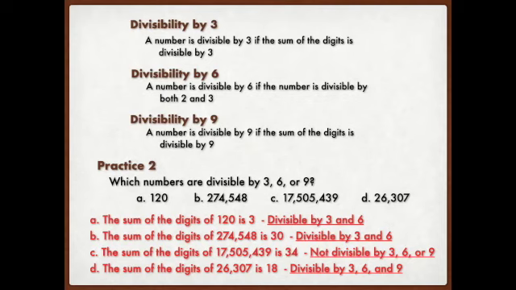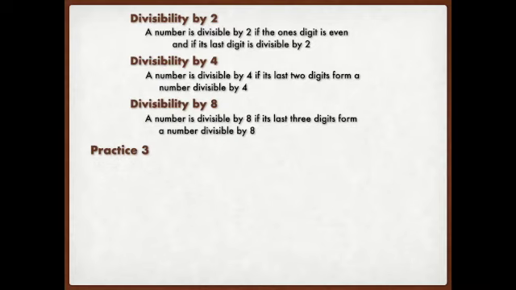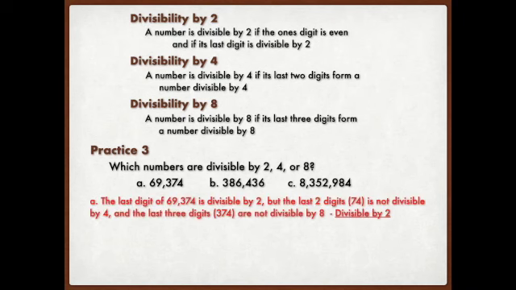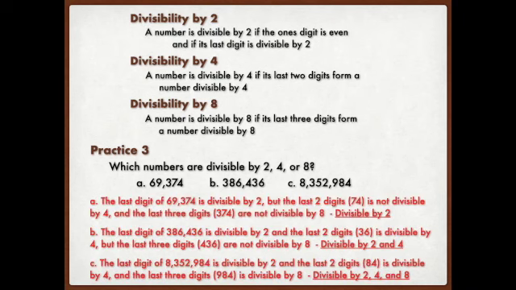Okay, we have 2 more rules. And you can see here there are 3. There's divisibility by 2, but we've already talked about that, so we're going to jump over that and focus on 4 and 8. A number is divisible by 4 only if its last 2 digits form a number divisible by 4. So here are some examples. And then we have divisibility by 8. This is if the last 3 digits form a number divisible by 8.